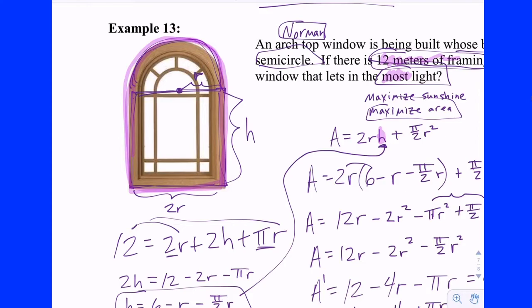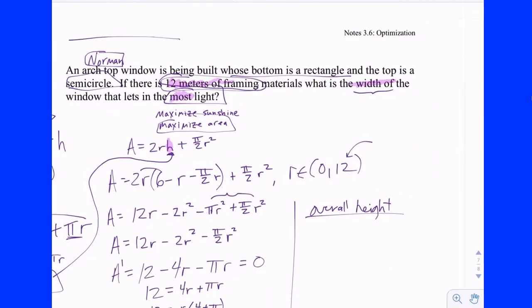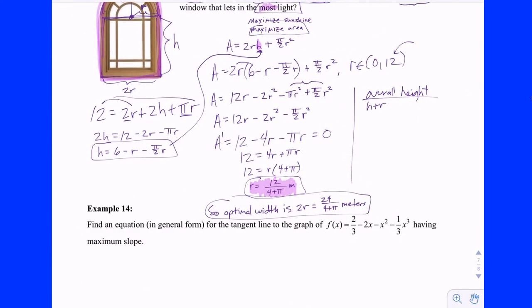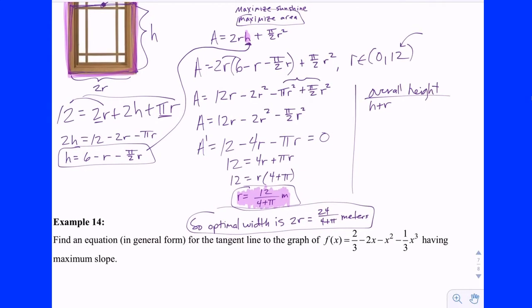No, because the way I've defined it, h is just the height of the rectangular portion of the window. I need to go up from there another what? R. Good, good, good. So the overall height is h plus r. Now, I haven't found h yet, have I? So if I plug that in over here, that's going to be equal to 6 minus r. Well, r is 12 over 4 plus pi minus pi halves r. So that's minus pi halves times 12 over 4 plus pi.